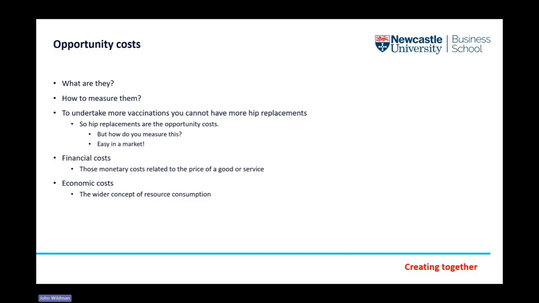To think about what exactly the opportunity costs are, we can reduce them into dimensions. So we can say, well, look, if I want to undertake more vaccines, you cannot have more hip replacements. So the money I'm going to spend on vaccines, the opportunity cost are the hip replacements that are now foregone by spending money on vaccines. But that's very two-dimensional. It isn't saying that actually there's a whole set of things that I'm giving up by spending money on vaccinations.